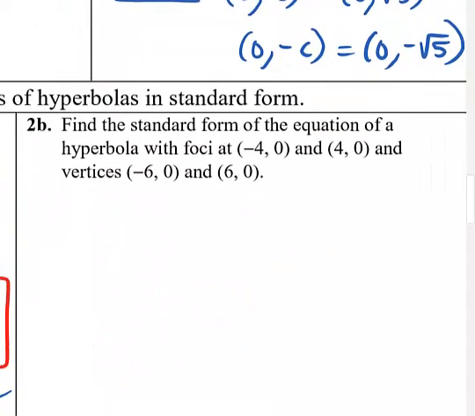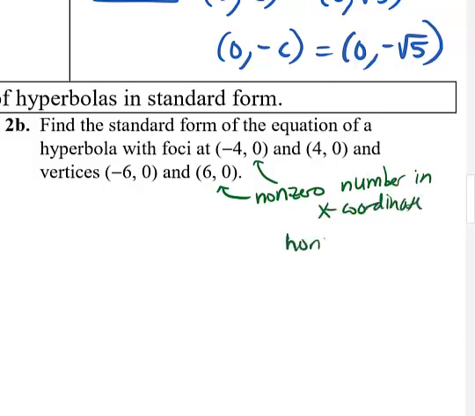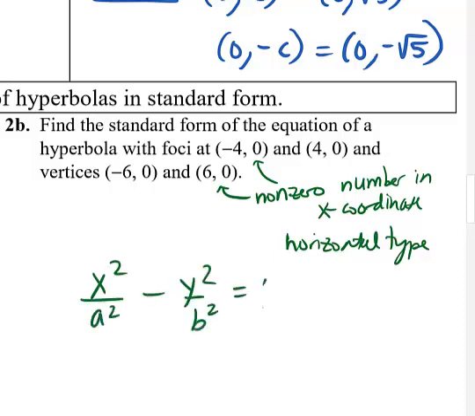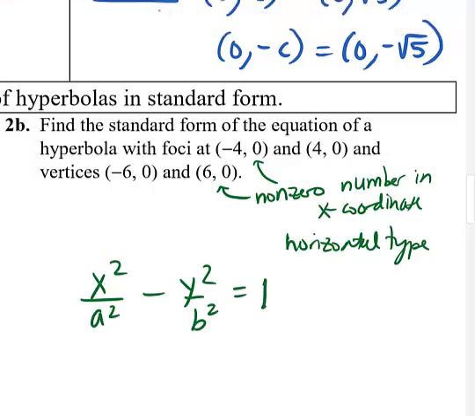So let's try this next one. I think this one's similar, except notice that the foci and the vertices have the non-zero number this time in the x-coordinate. That means it must be the horizontal type, because that's how their foci and vertices worked. So it must look like x squared over a squared minus y squared over b squared equals 1. And I just have to figure out a and b, similarly to the previous one, and then I'm done.